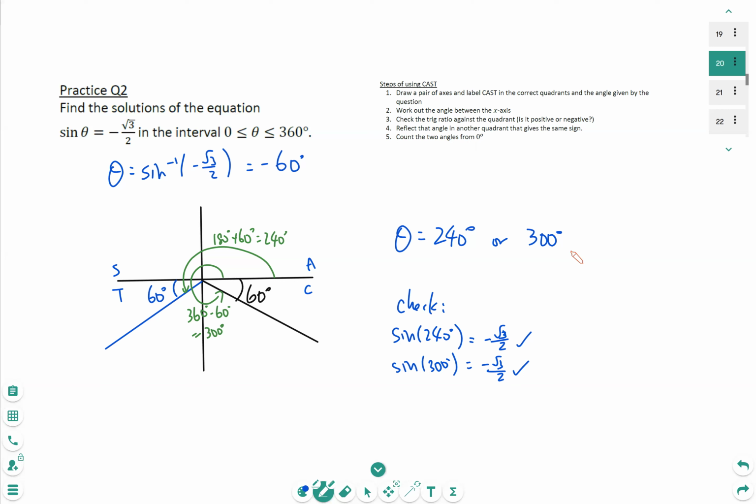Okay, so these are your answers, by the way. Check your answer. Sine 240 is indeed negative root 3 over 2. So we're doing sine 300, and as you know, you got correct answers. Again, why is minus 60 not an answer? Because it's out of the region, it's out of the range.